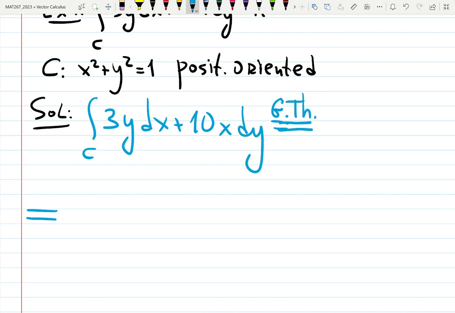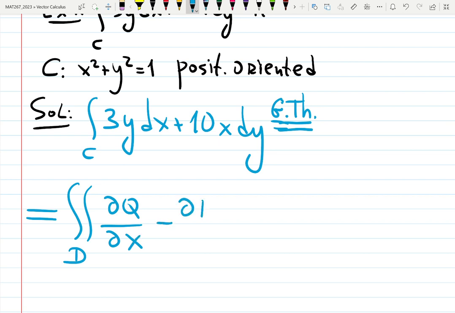We're going from a single integral to a double integral over D, and we're going to take the second one, differentiate with respect to the first variable, take the first one, differentiate with respect to the second variable, dA.